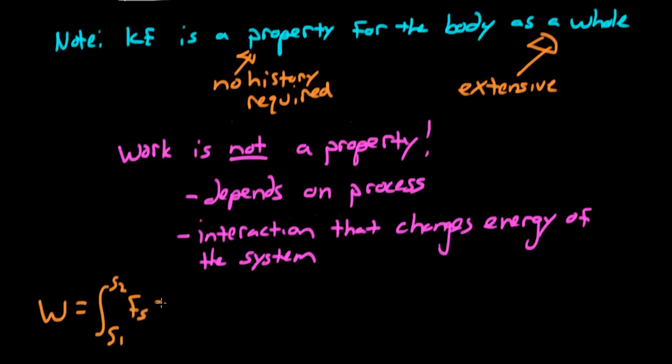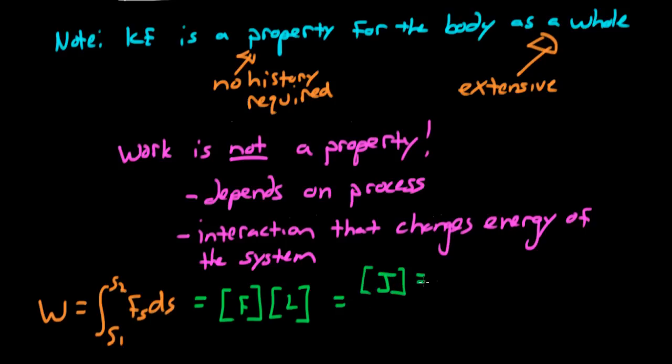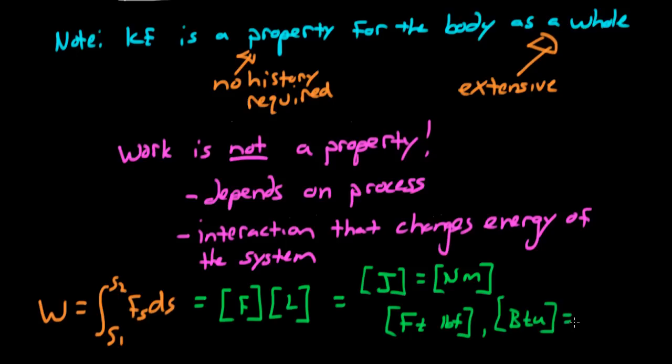The dimensions of this work integral are force times length. In the SI system, we use the joule, which is a Newton meter. And in the English system, we use feet times pound force, or BTUs, where a BTU is 778 foot-pounds force.